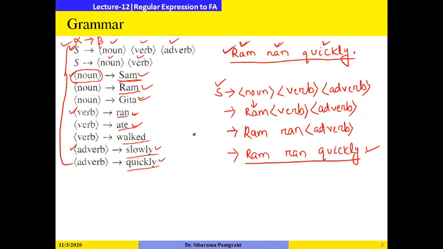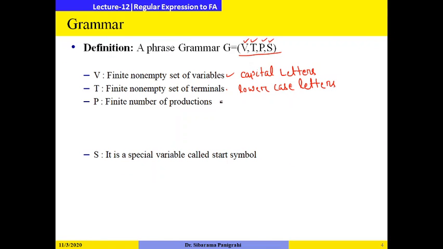So here you see, how many productions are there? This is one production, this is one production, this is one production. Similarly, all these are one production. Here you can see that the productions are in the form alpha gives to beta. So when you see an alpha, you can replace that alpha with the symbol beta.